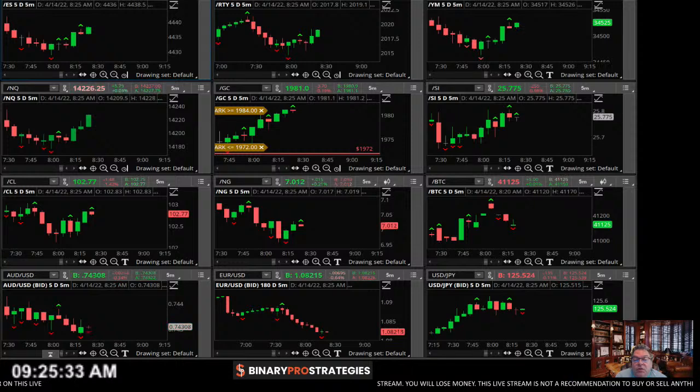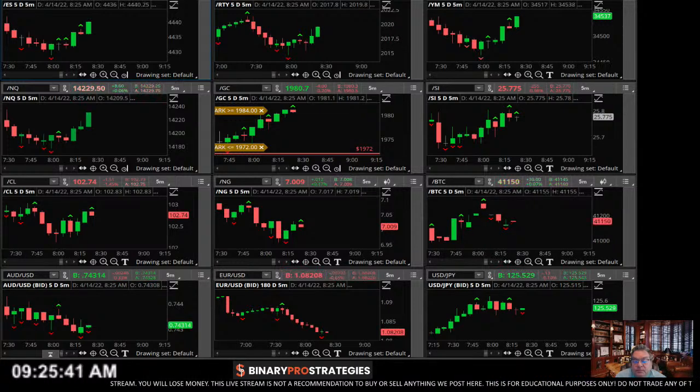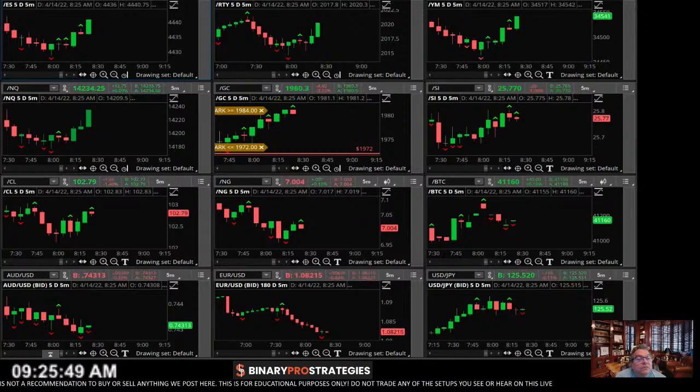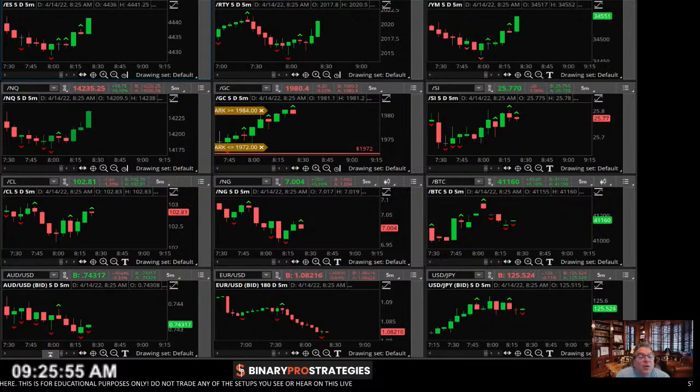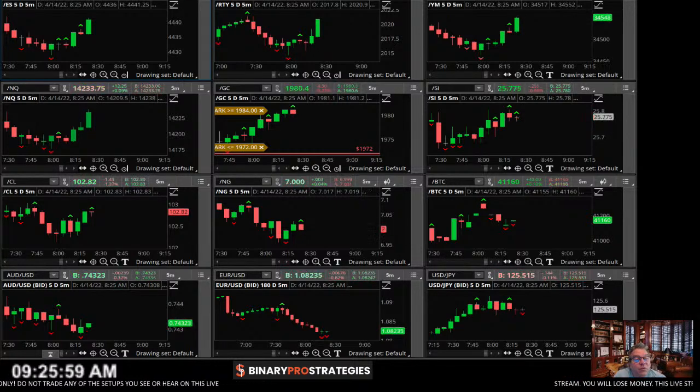Okay, we're getting a 25 short on the Aussie US. Aussie US will have a short at 74.35. No premium right now on that. If it does rally, I do like that 74.35 short.